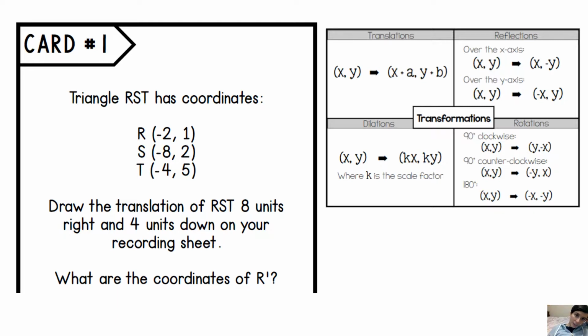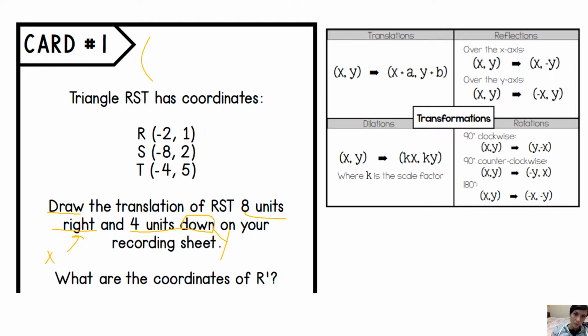So it says triangle RST has these coordinates. Draw the translation of RST 8 right and 4 down on your recording sheet. Now I didn't make a PowerPoint with the recording sheet on it because that's like too complex. So what we're going to do is just calculate it right here. If you of course did it by drawing, then it would be a lot easier, right? Because you take every point and you go 8 to the right and 4 down. 4 down tells it's a y, and 8 right, the right tells us it's an x.